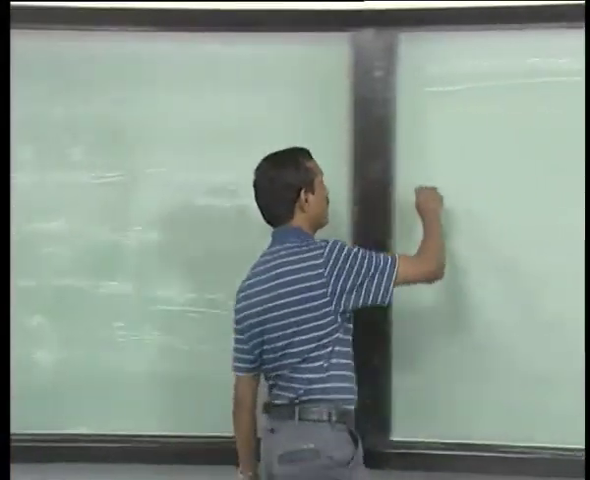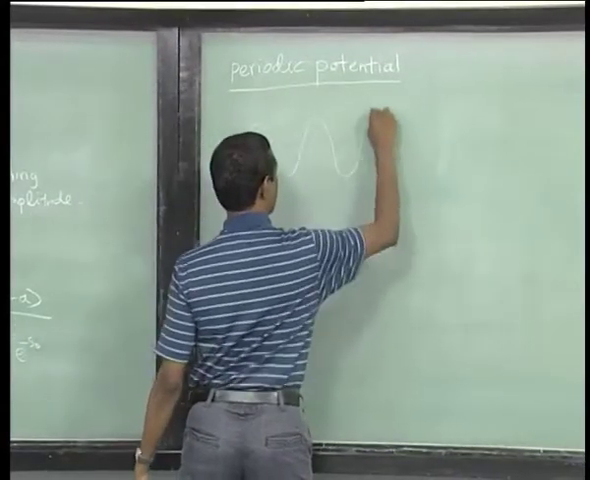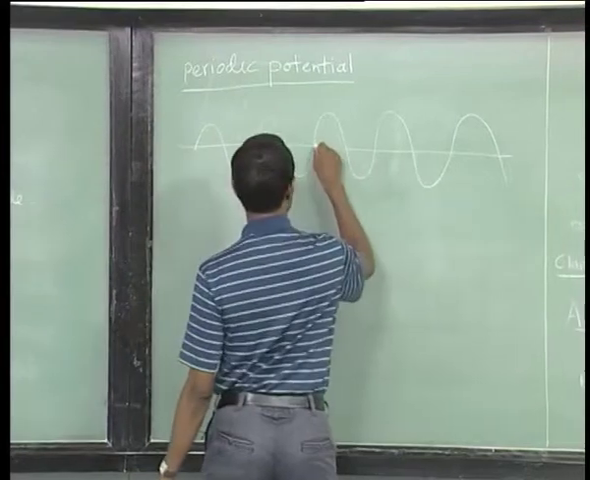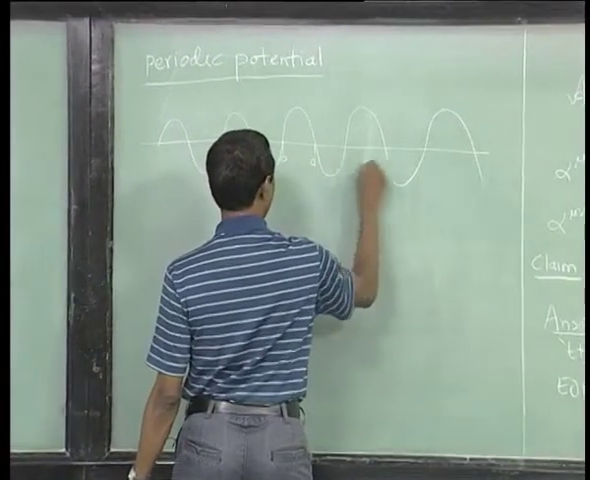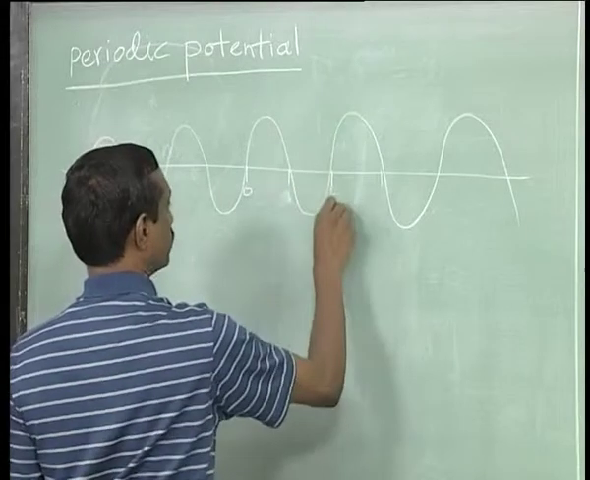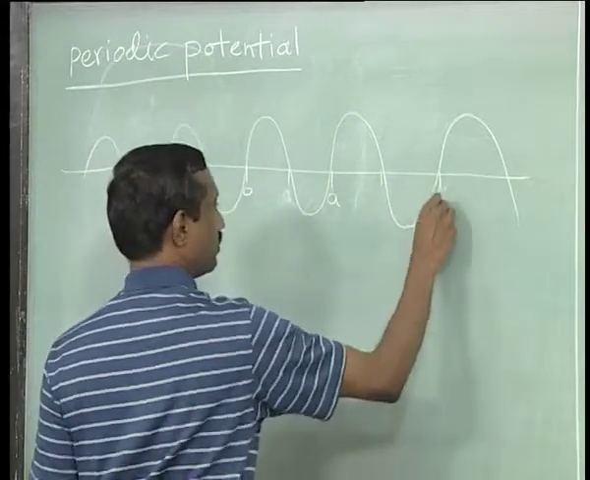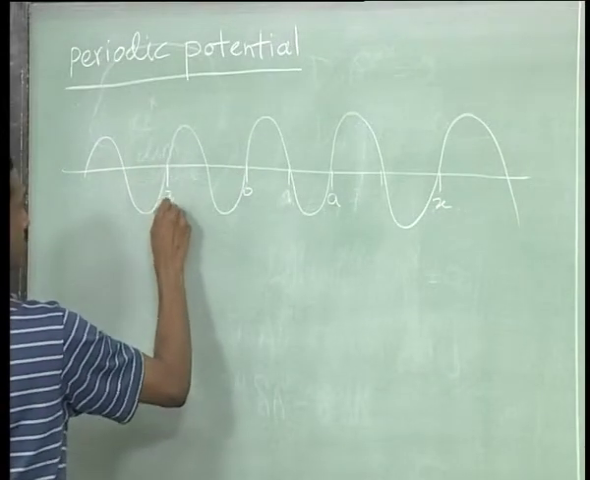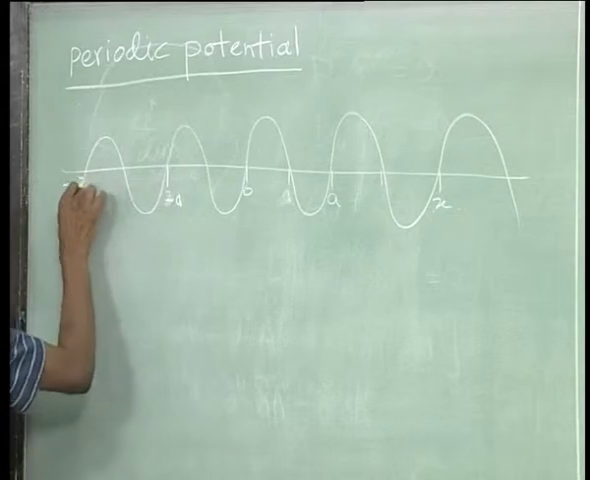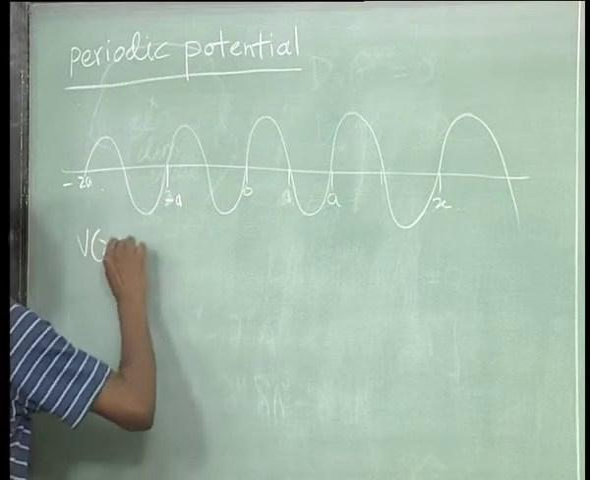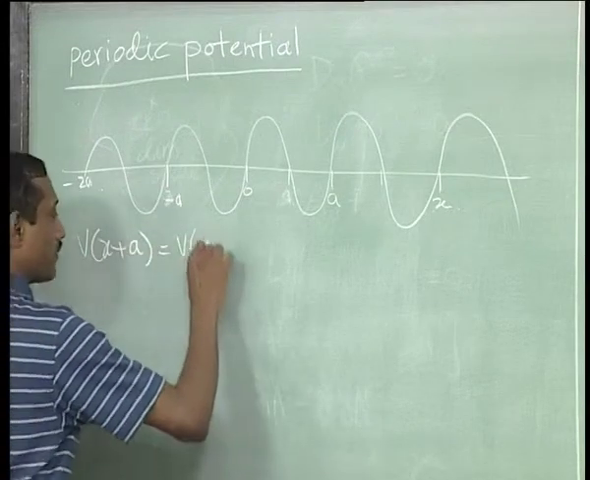So if you have a periodic potential, say of a sine for instance, and let us say that this is 0, a, 2a, minus a, and so on and so forth. So I have some lattice spacing. So my potential V of x plus a in one dimension is equal to V of x.